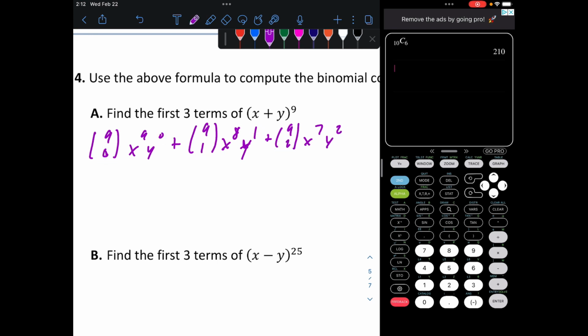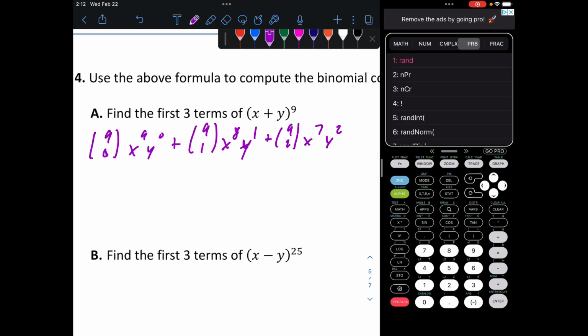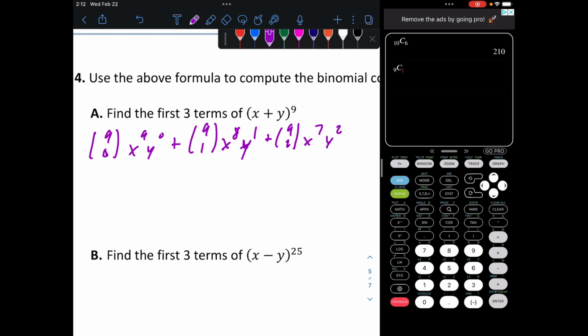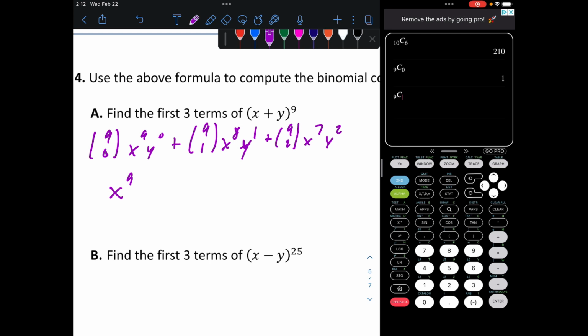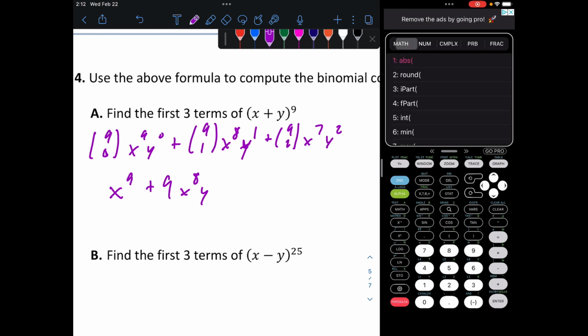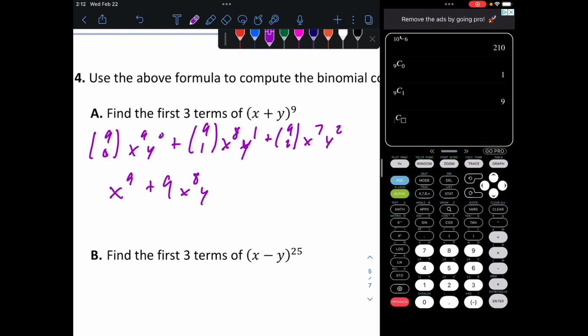All right, so 9 choose 0 is 1, which makes sense. How many ways are there to choose 0? There's 1. Just don't choose any. So it'll be x to the 9th. All right. Now, 9 choose 1 would be 9, x to the 8th y. 9 choose 2 would be 36. And there's our first 3 terms.